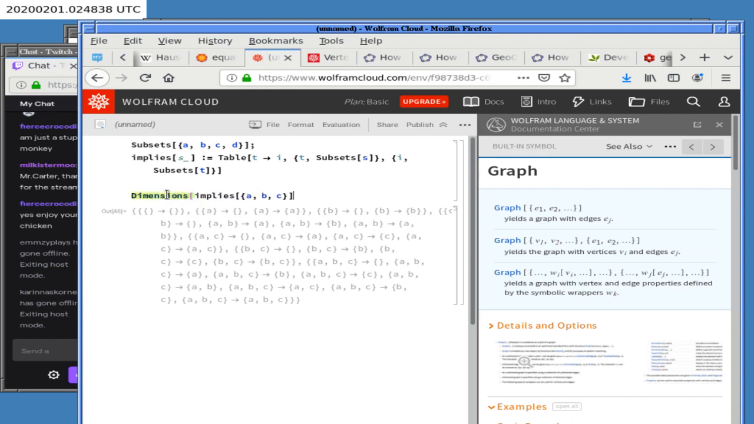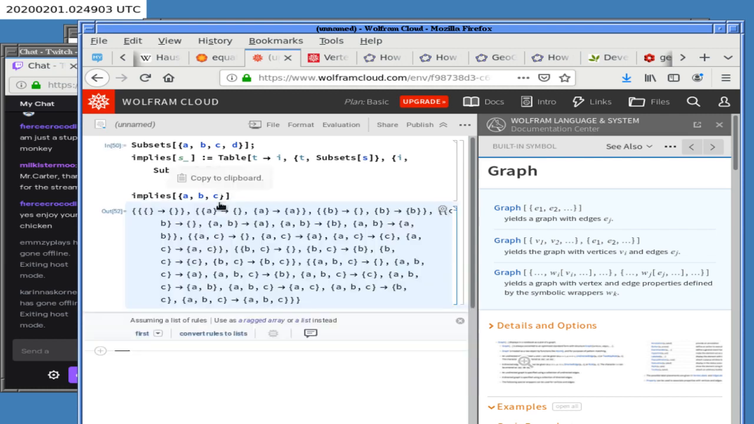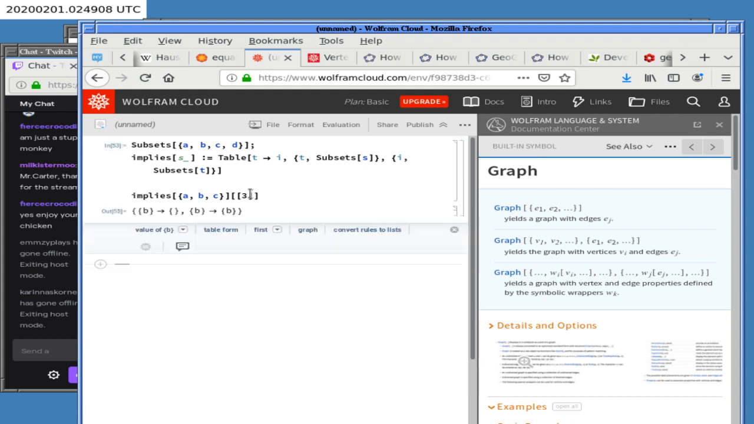I don't know how well edge graph would handle... Ooh, that's nice. That doesn't even sound right, though. I am suspicious. It should be 8, but the inner dimensions are not going to be the correct length. So this is implies ABC. Nice. And now let's look at the third element of this, and I think we'll see the problem. Yeah, the third element has two sub-elements in it. So what we want to do, be really careful about this. Do I want to flatten the whole thing? Maybe I do.